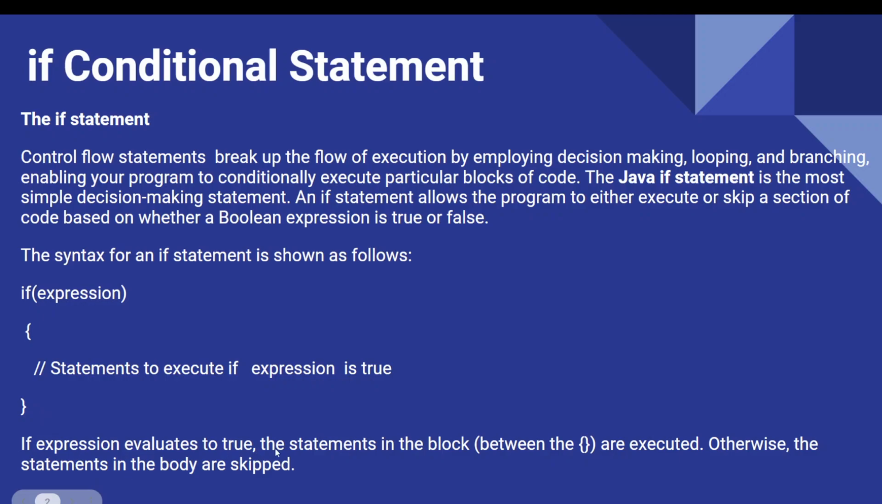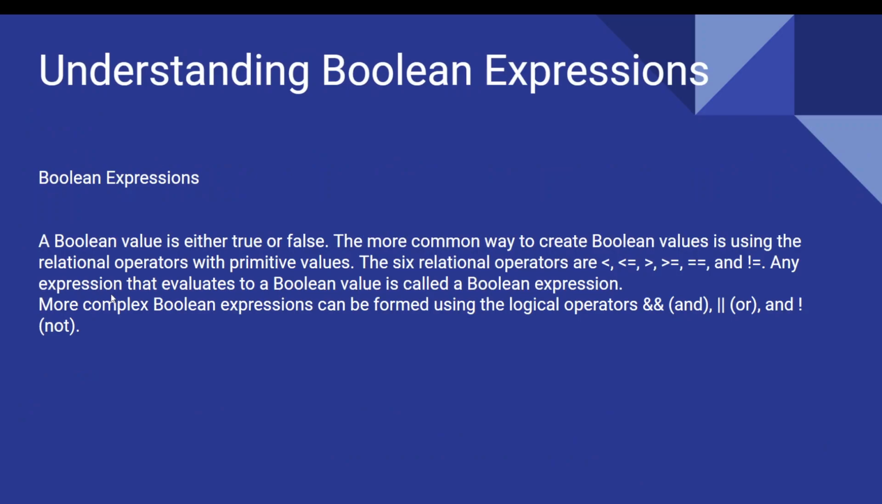So if the expression evaluates to true, the statements in the block between the curly braces are executed. Otherwise, the statements in the body are skipped. So we are saying Boolean expression. What's a Boolean expression? A Boolean value is either true or false. The more common way to create a Boolean value is using the relational operators with primitive values.